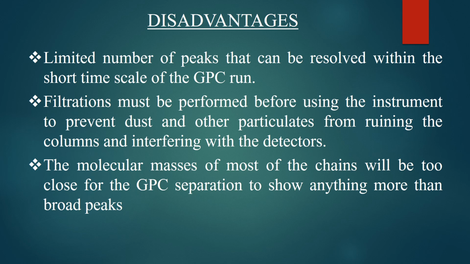Disadvantages: limited number of peaks that can be resolved within the short time scale of the gel permeation chromatography run. Filtrations must be performed before using the instrument to prevent dust and other particulates from ruining the columns and interfering with the detectors. The molecular masses of most of the chains will be too close for the GPC separation to show anything more than broad peaks.